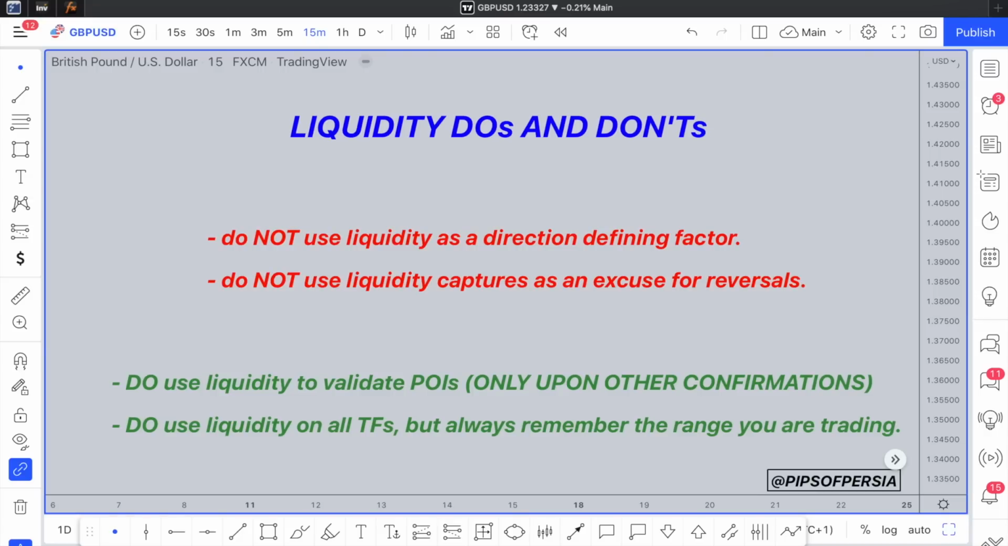You should have other forms of analysis that will help you with direction, such as market structure, such as order flow, such as Wyckoff schematics, etc., and we will only use liquidity as an extra confirmation within our trading. So never think to yourself, just because there's equal highs, the market has to go and manipulate it there and then.